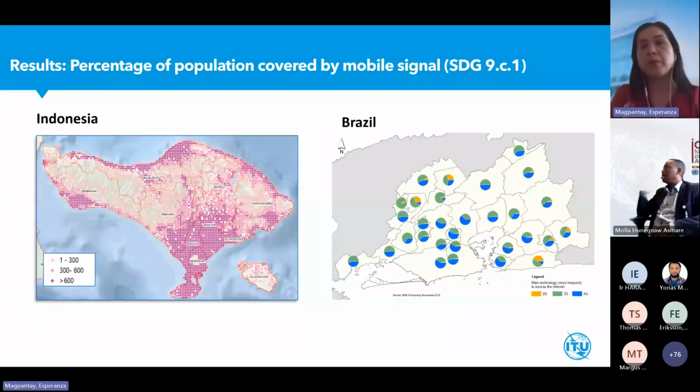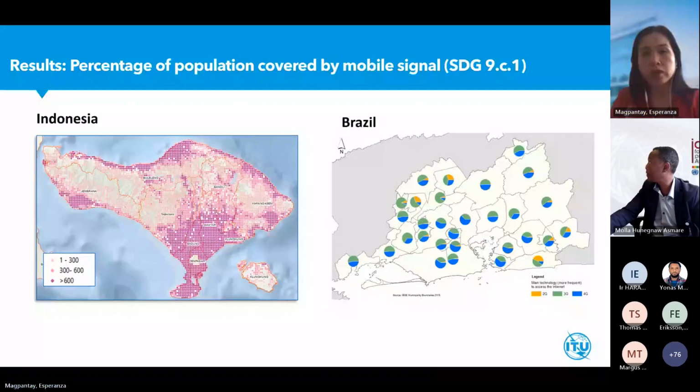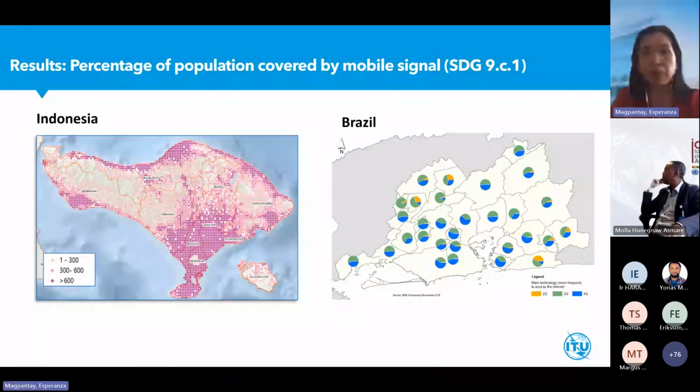So for operators and for policymakers, they will be able to identify where interventions are needed to make sure that the population are able to use mobile phone or internet access in those areas. In Brazil, it's the same case. Here, they represented it differently. They showed, for example, the different areas. Again, this is the municipality, I think, of Rio de Janeiro. And then here, they were able to show what type of technologies are available in the different areas of the country. So again, for policymakers, operators, and NSOs, and other researchers that are interested in using this data, they will be able to see more timely and more granular data.